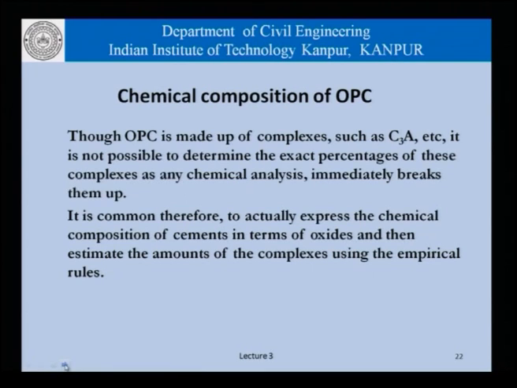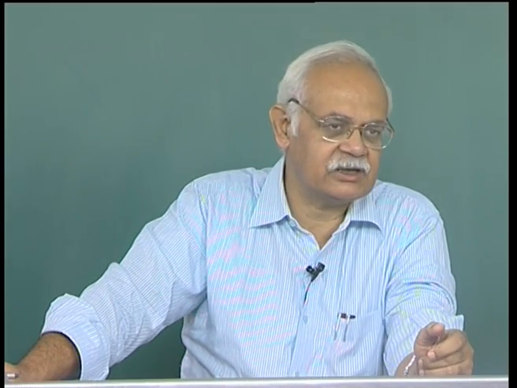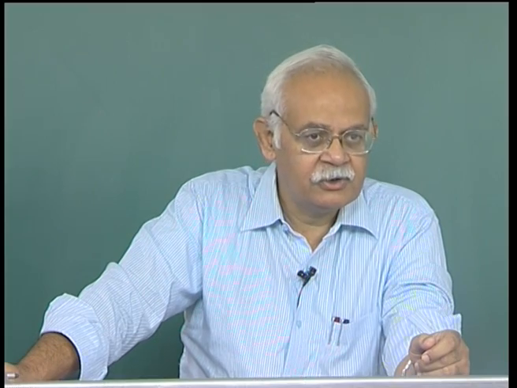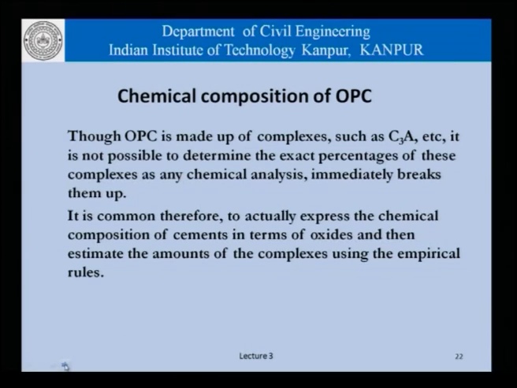Now, the OPC is made of these complexes such as C3A, etcetera. It is not possible to determine the exact percentage of these complexes in any chemical analysis, because these complexes break up as we add any solvent like acids to it. Water cannot be added and used in the process because there is a chemical reaction involved and hydration starts. It is common therefore to actually express the chemical composition of cement in terms of oxides and then try to estimate the amount of complexes using empirical relationships.